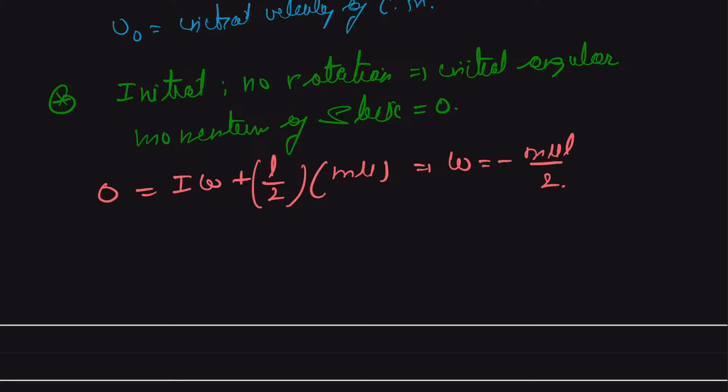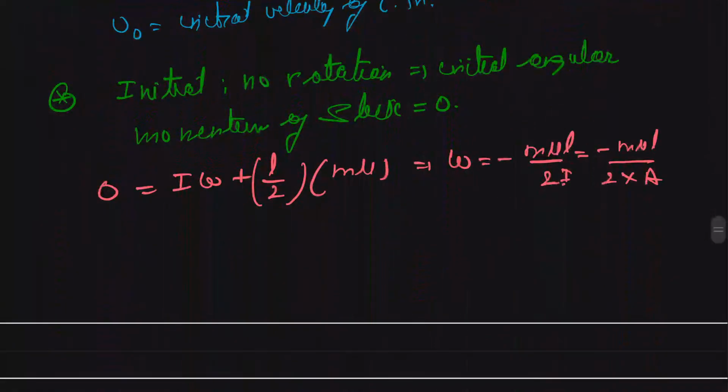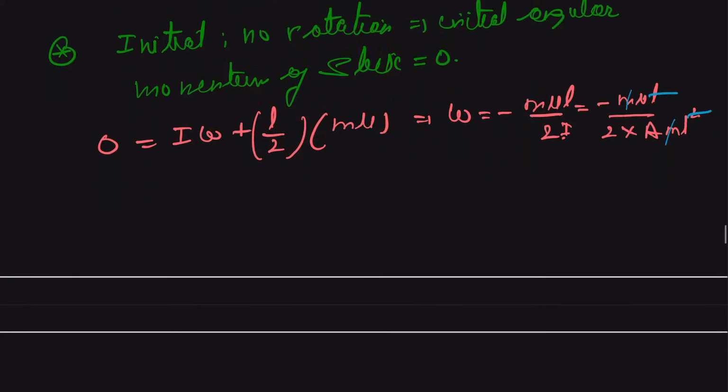And moment of inertia, that is I, is given to us. So we can write this is minus mul, and here it is 2I times 2, and this is A, and we have this is ml square. And mass cancel with mass, square goes away. So we get this as omega is equal to minus of u divided by 2al.